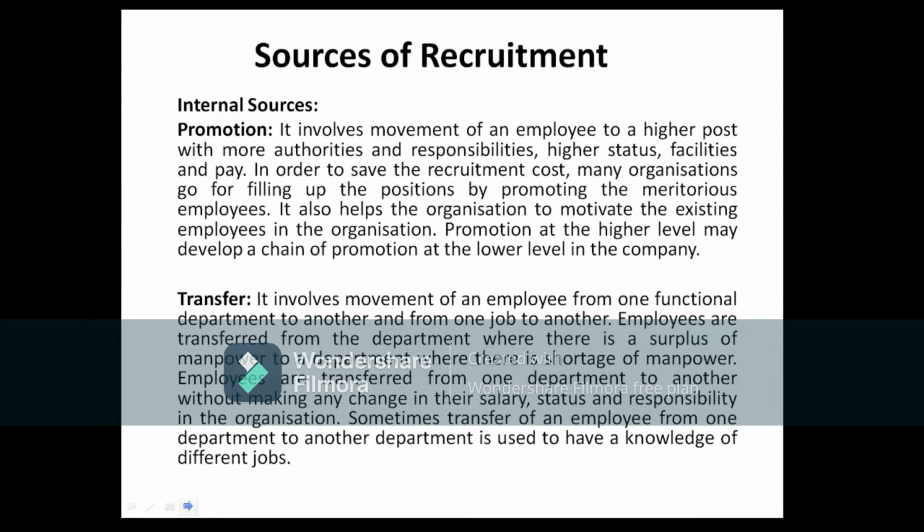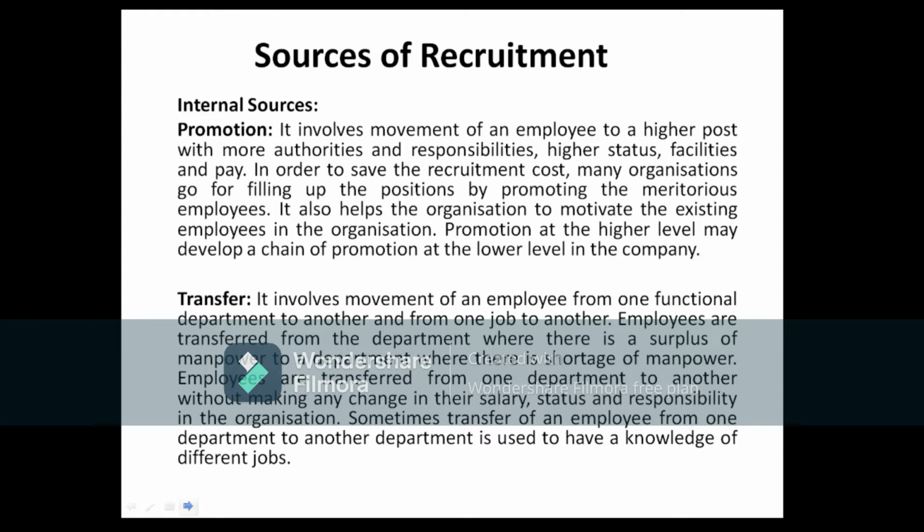Today's topic is sources of recruitment. Students, if you want to know the meaning of recruitment, its features and objectives, I have already explained that in my previous video. I will put this video in the I button, and you can click on the I button to watch the video, right? In that video you will learn about the meaning of recruitment.